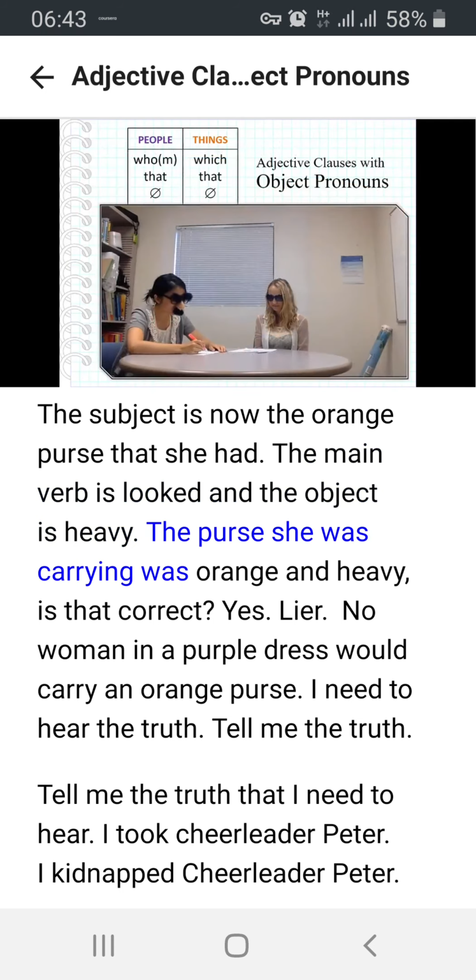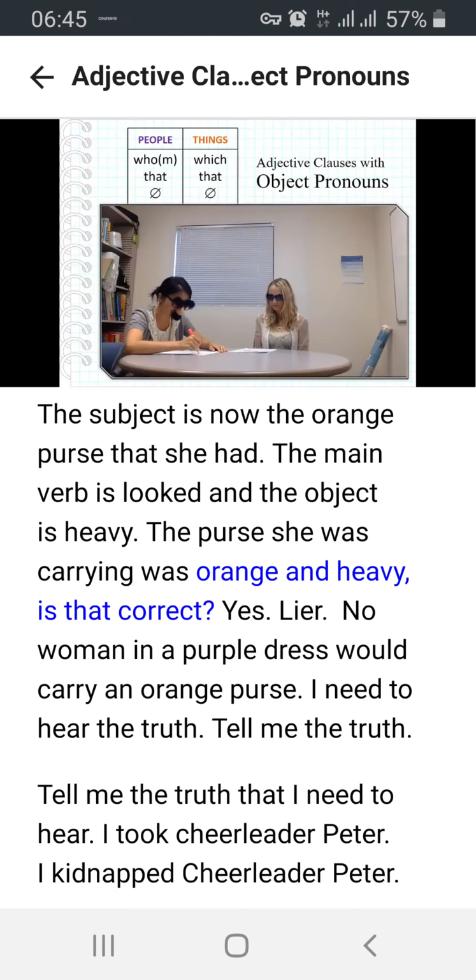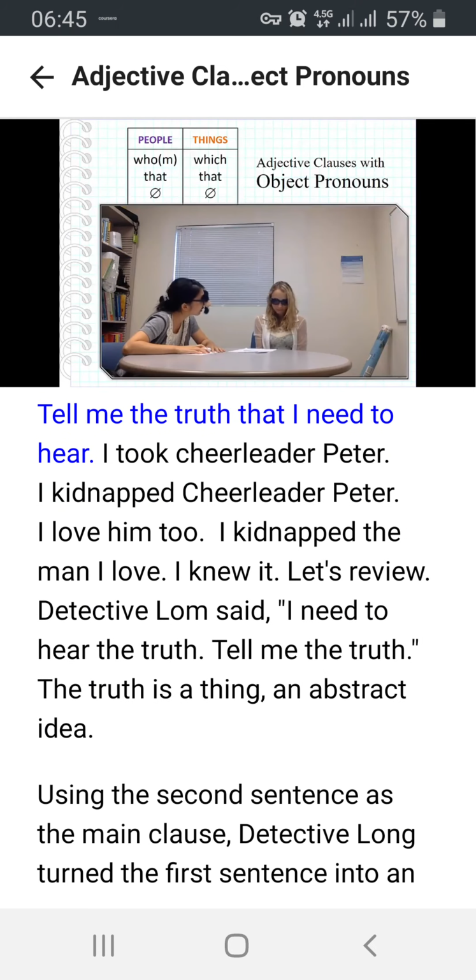So the purse she was carrying was orange. Is that correct? Yes. Liar! No woman in a purple dress would carry an orange purse. I need to hear the truth. Tell me the truth. Tell me the truth that I need to hear. All right. I took Cheerleader Peter. I kidnapped Cheerleader Peter. I love him too. I kidnapped the man I love. I knew it.